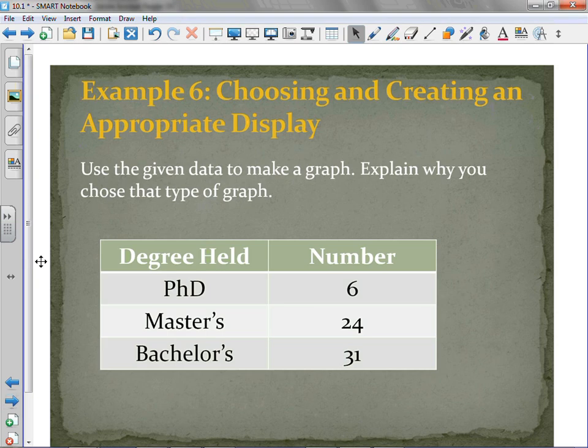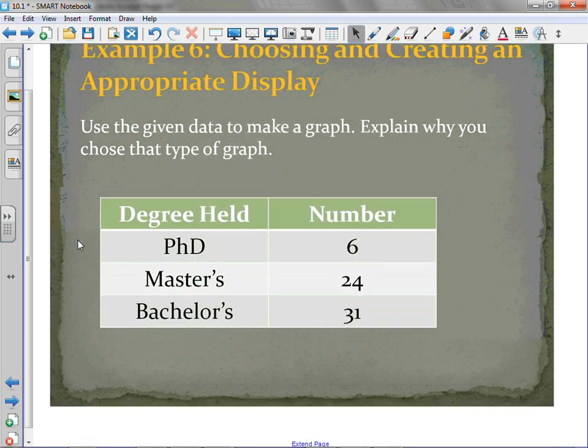Next, information that we want to display. We are going to choose an appropriate display for this information, the degrees held and how many degrees are represented. I would think this is at a school, maybe the positions or the degrees that the teachers hold. I'm not sure, it doesn't give us that much information. But again, we have categories and we have numbers in each category. Again, I think that this information could fit into either bar graphs or circle graphs.